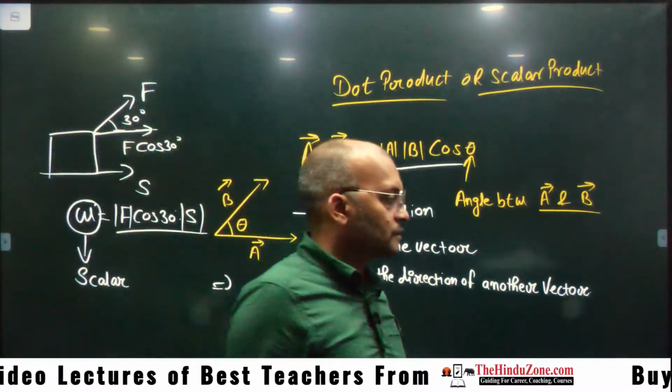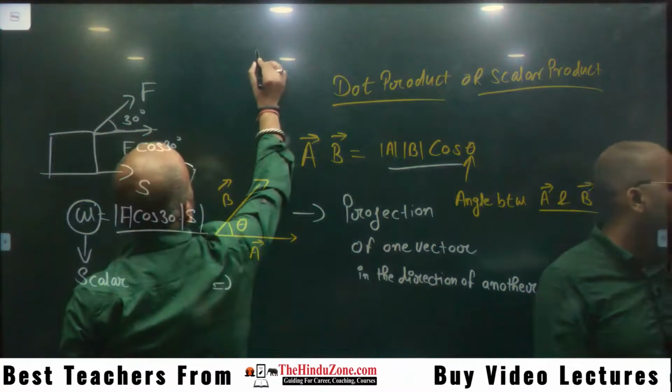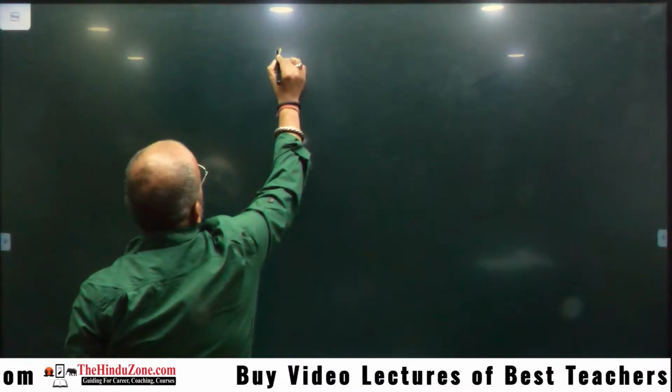So, cross product is always a vector quantity. Yeah, in cross product it will always be a vector quantity. Now there are a few properties of dot product.